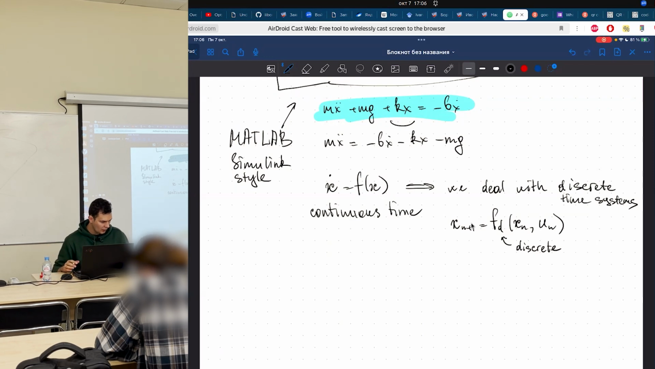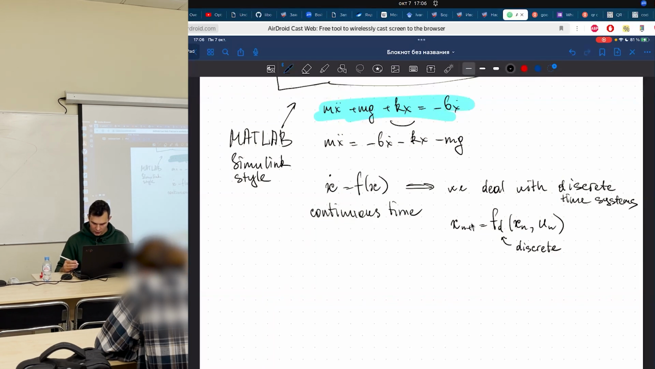Okay, so we need to discretize our initially continuous system, and in order to do this, we are going to use integrators. Any simulation package, any simulator uses these integrators to do the discretization, and there are several of them. We'll cover a few of them.